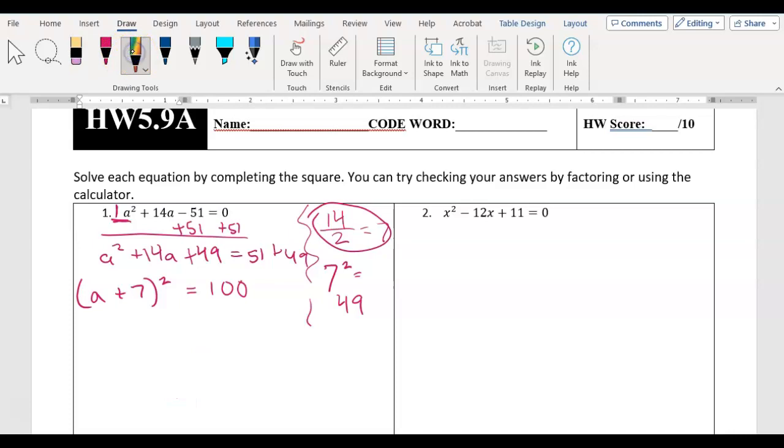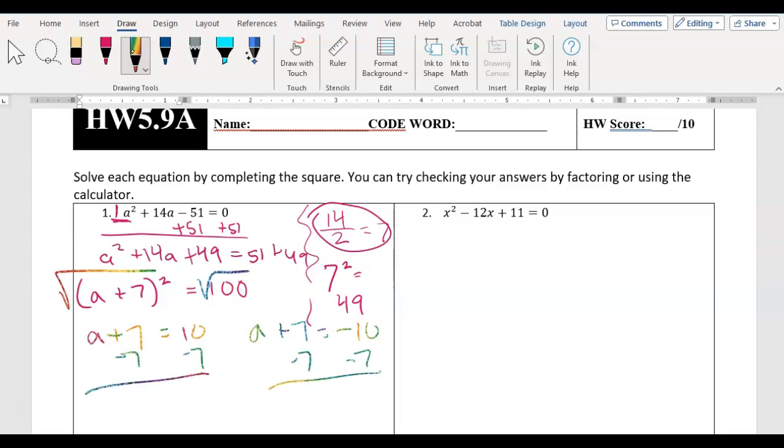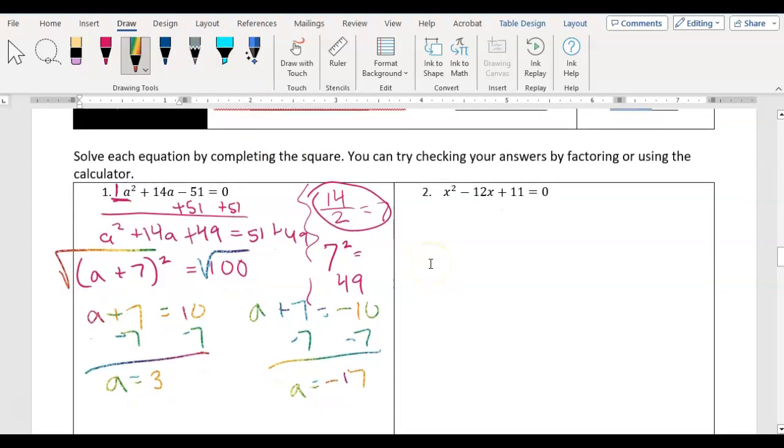All right, so now I'm going to take the square root of both sides, and I'm going to get a plus 7 equals positive 10, or a plus 7 equals negative 10. If I subtract 7 from both sides, I'll get a equals 3 on this side, and a equals negative 17 on this side.